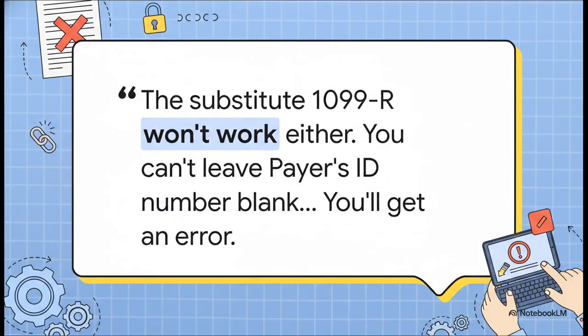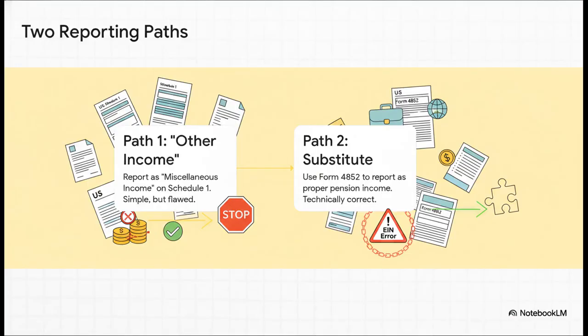And hey, you don't have to take my word for it. This quote from a tax form just says it all. This person tried to do the right thing, use the correct substitute form, and the software still blocked them from e-filing. It's the perfect example of the problem. So the system basically forces you to a fork in the road. Path one is the easy way out.